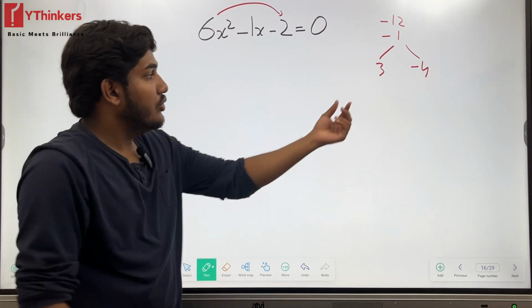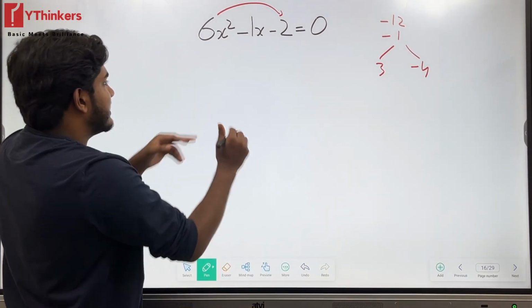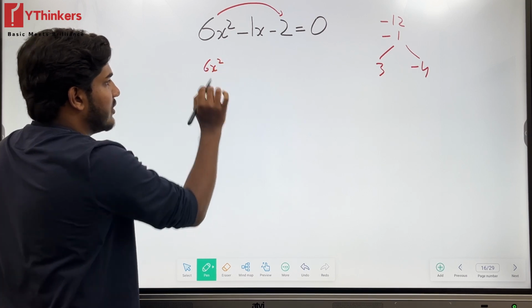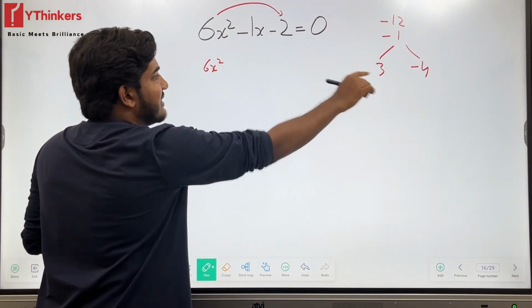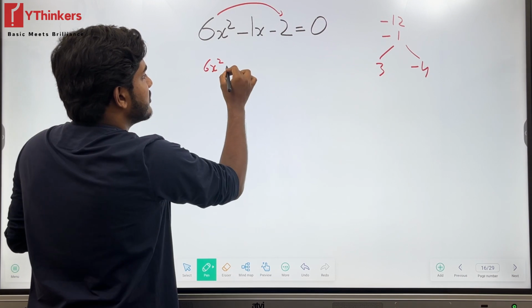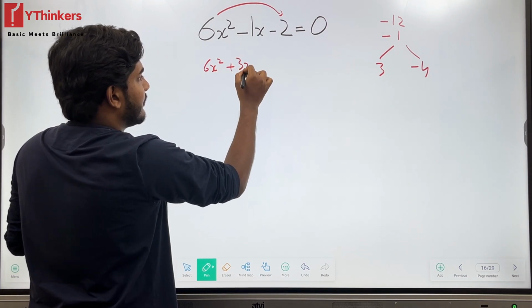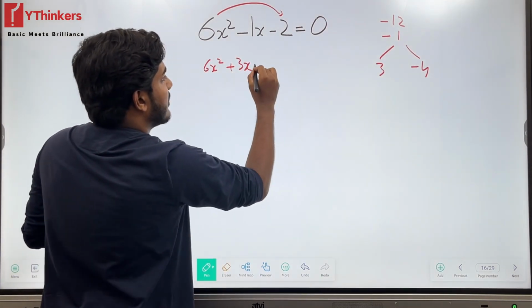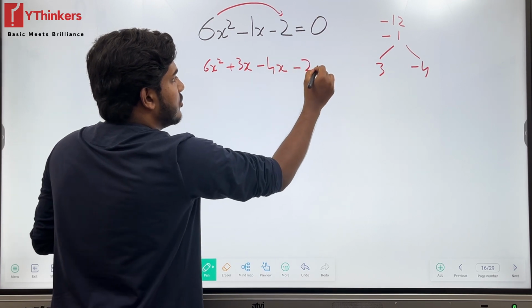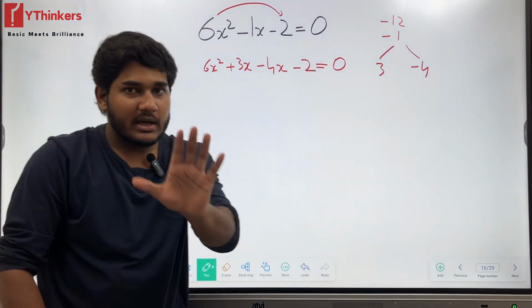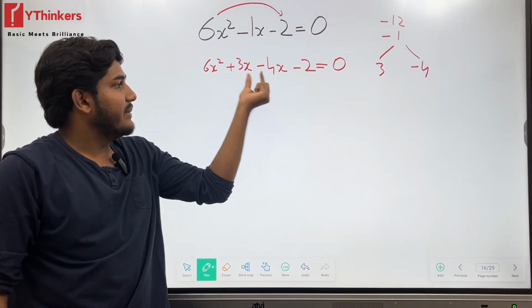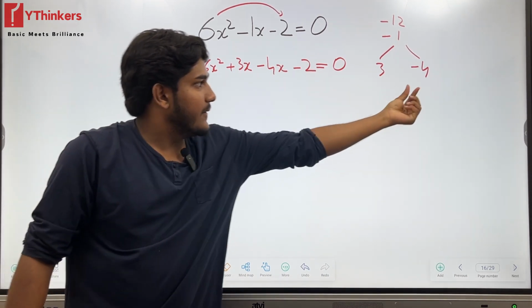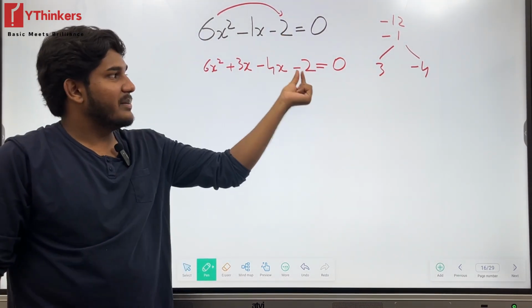Okay, this is just one part of solving the problem. Now let's see how to use that. What I'll do is write 6x square like this. Okay, then plus 3x, then -4x -2 is equal to 0. Okay, done. Whatever numbers I got, I gave them to x: 3x minus 4x. Okay, -2 remains the same, is equal to 0.